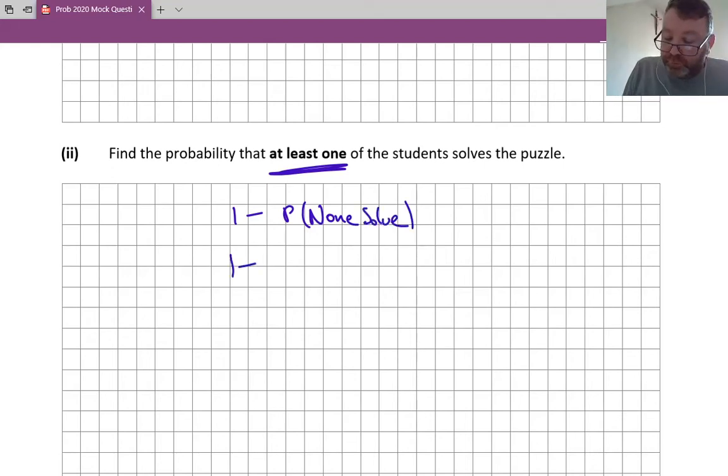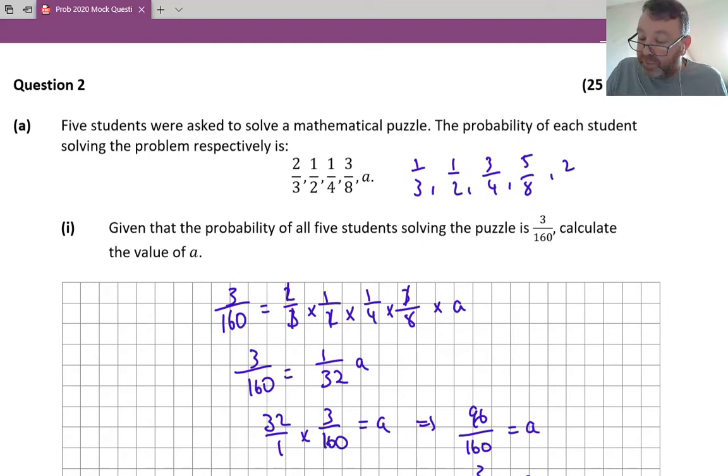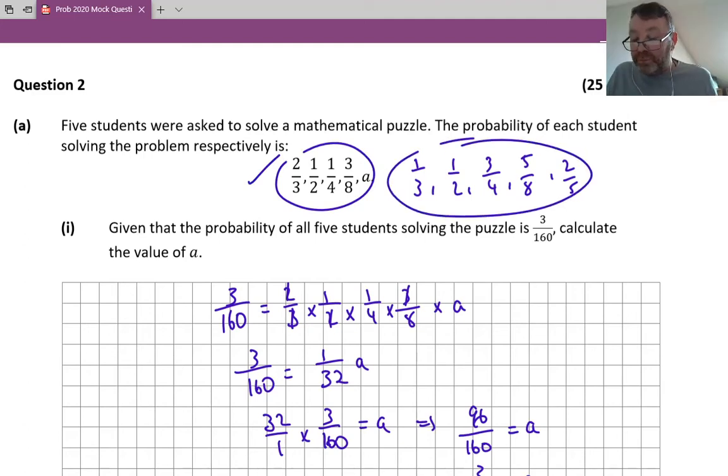And if I want 1 minus the probability of none solving, what does that mean? I've got to go back here and realize that if these are the probabilities of success, then, let's just write out a list here: 1/3, 1/2, 3/4, 5/8, and what do we say A was? A was 3/5, and 2/5. They're all the probabilities of failure. So if they are the probability of successes, the opposite to those fractions that make up one, they must be the probabilities of failure. So what we're going to do now is multiply all of these together, because they will give me the probability that everybody fails.